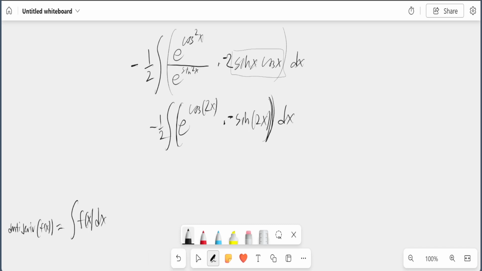So now we get e to the u. There's a 2 here as well. e to the u du. So it's negative 1/2 e to the cosine 2x. That's the answer. Plus c.